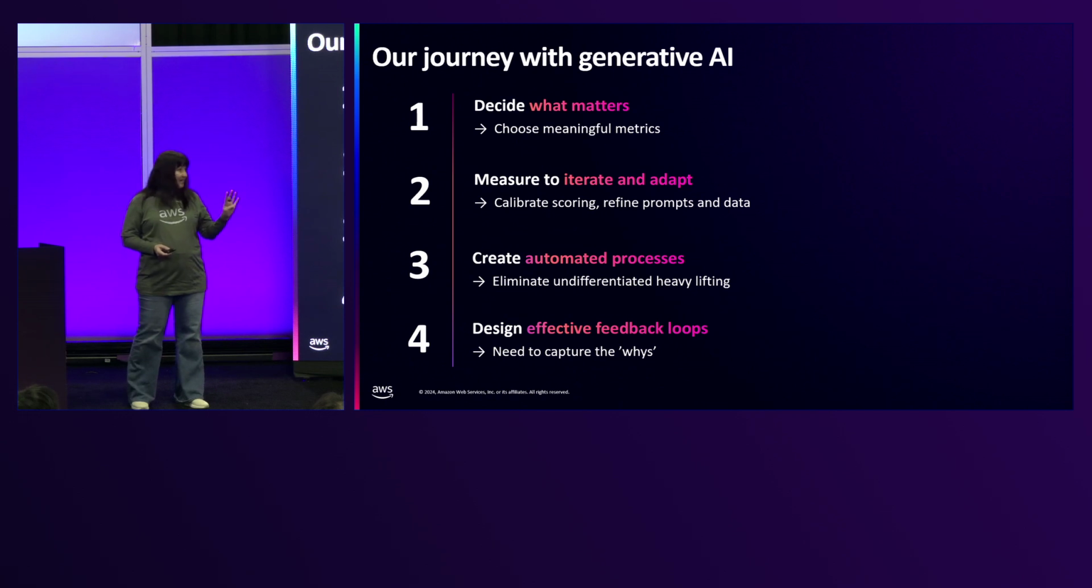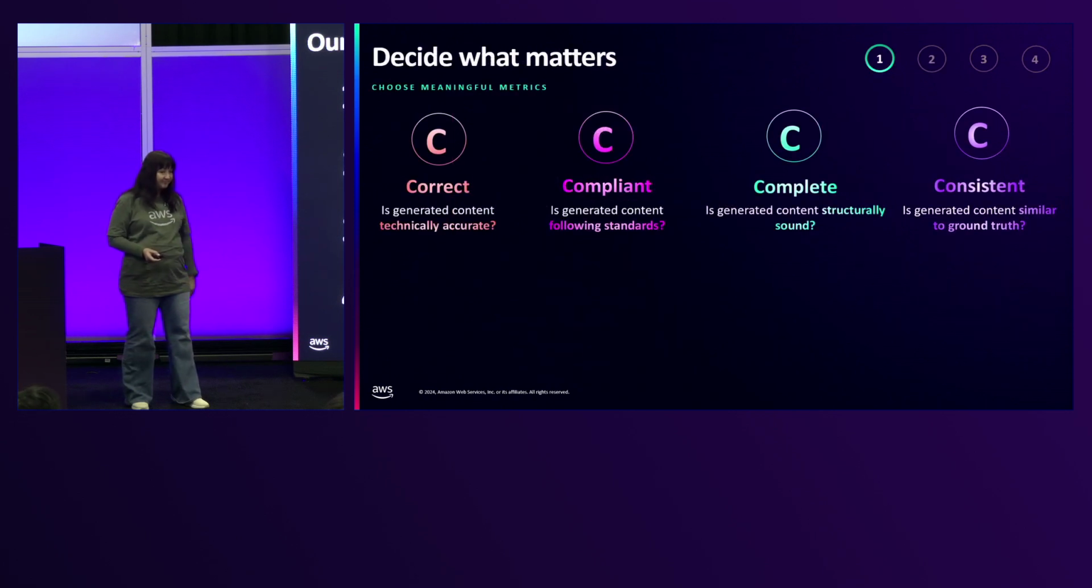There are 4 key milestones in our journey. First, we had to define what good was. We then had to integrate scoring into our processes so we could measure content and adapt our prompt templates and our data. We then created tools to automate and scale. And finally, we designed feedback loops so that we can calibrate and improve our solution.